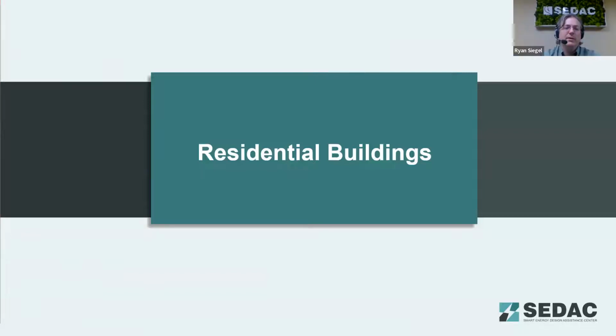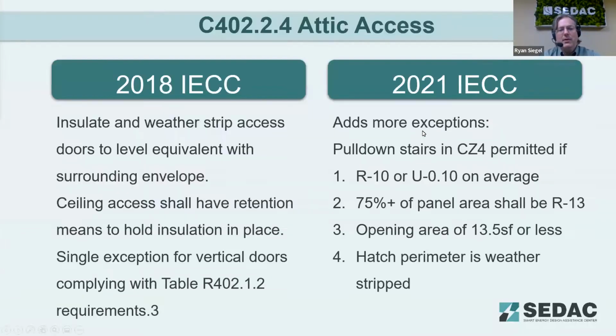All right. Let's talk a little bit about residential. Not a lot of changes here on the residential side. Here's some for attic access. Previously, it was just insulate and weather strip them based on whatever the surrounding envelope is. The 2021 IECC has a little bit more detail as far as what those requirements are for insulation, and also if you have a particular area, and the importance of weather stripping that hatch.